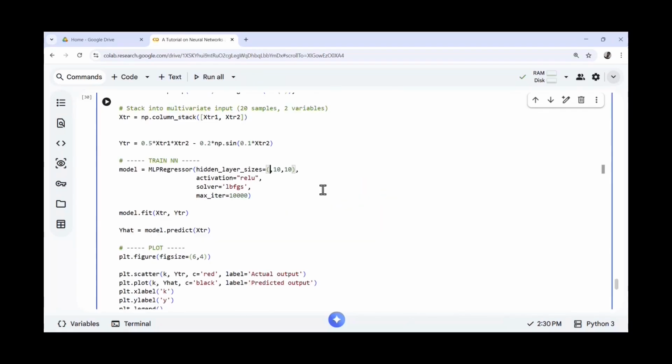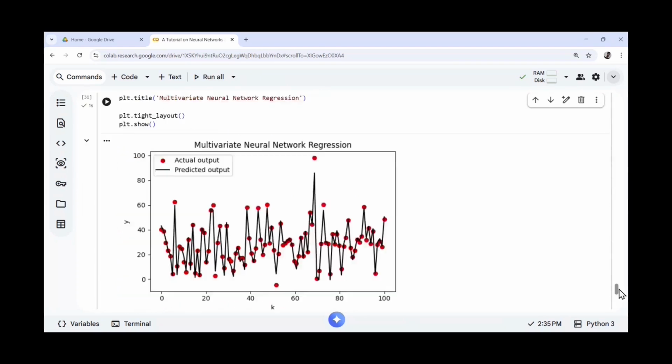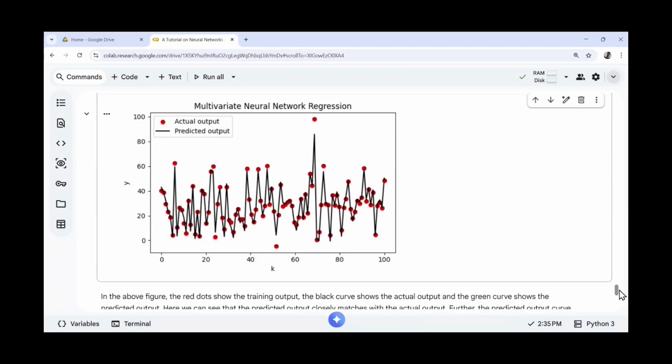We can also try with different hidden layer sizes. Let's say we consider the number of neurons in the hidden layer as 5. We can obtain the prediction as shown here, not as good as the previous one.